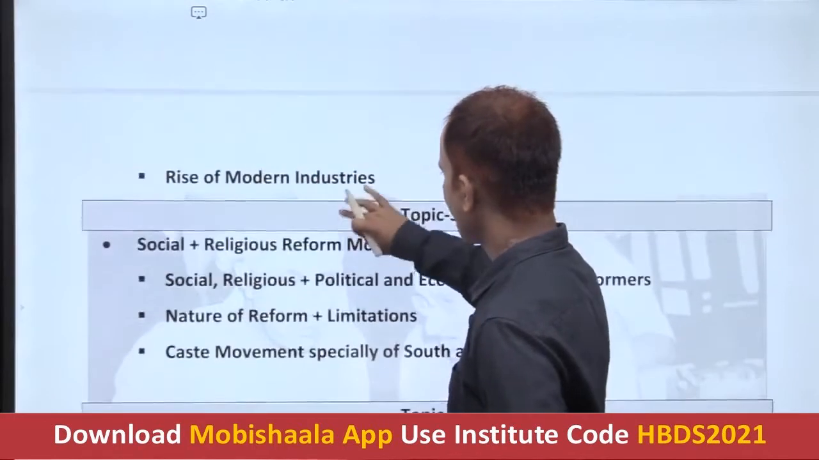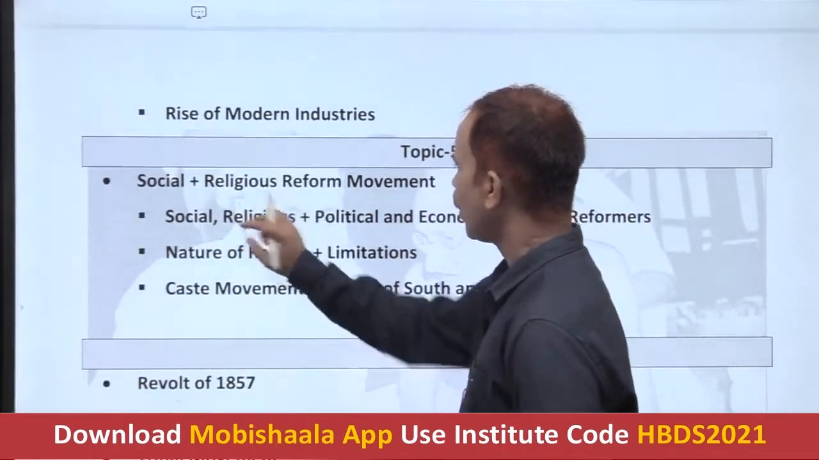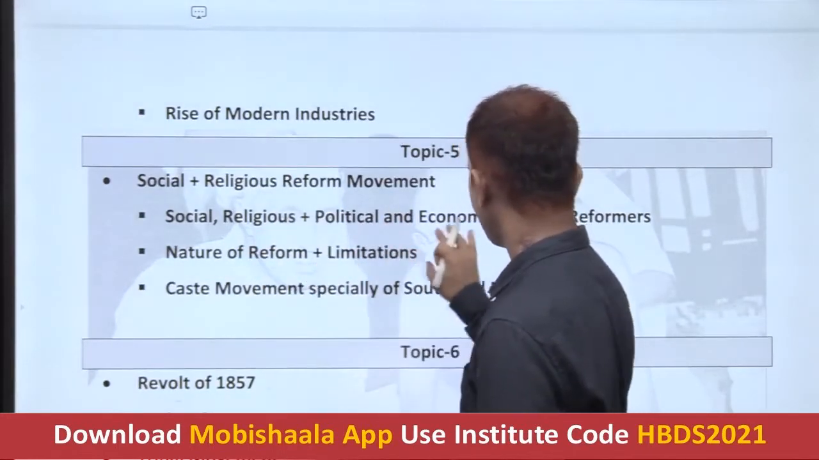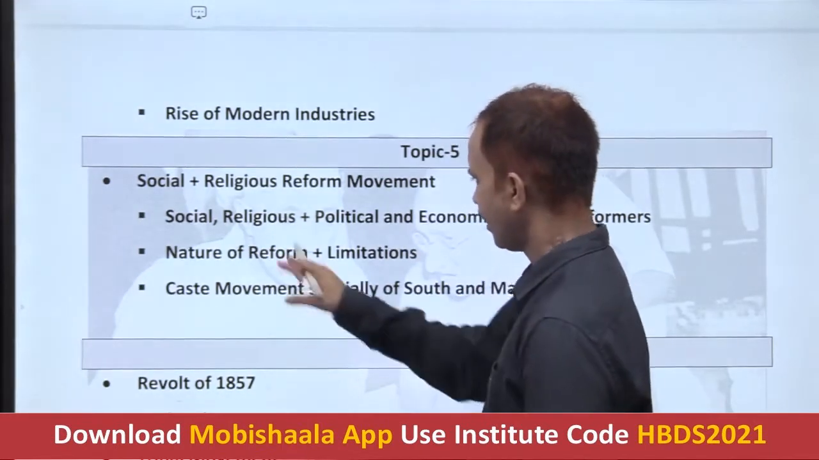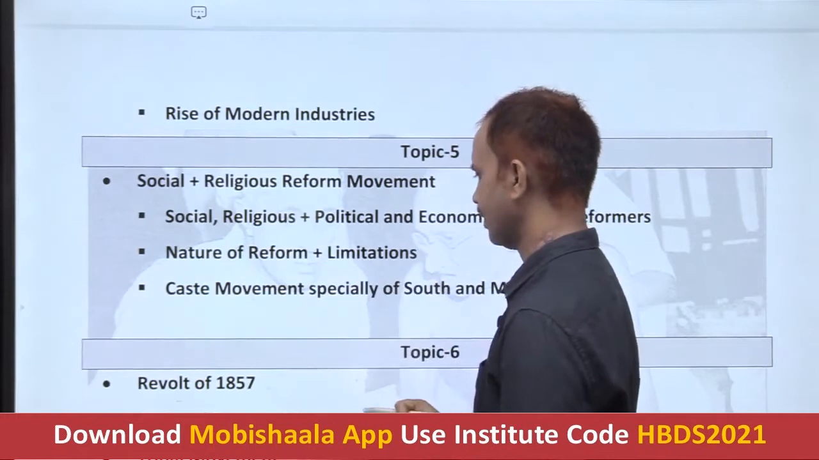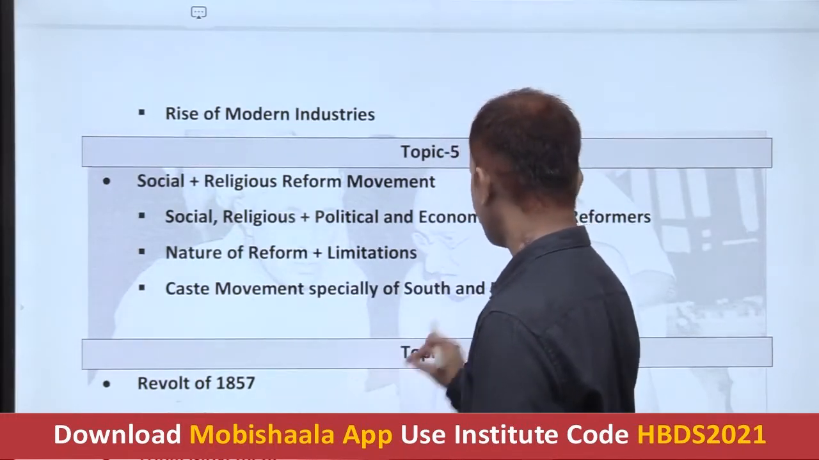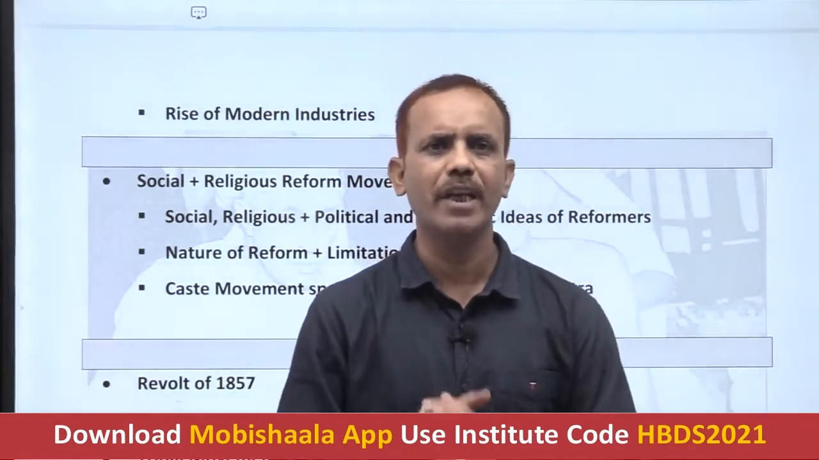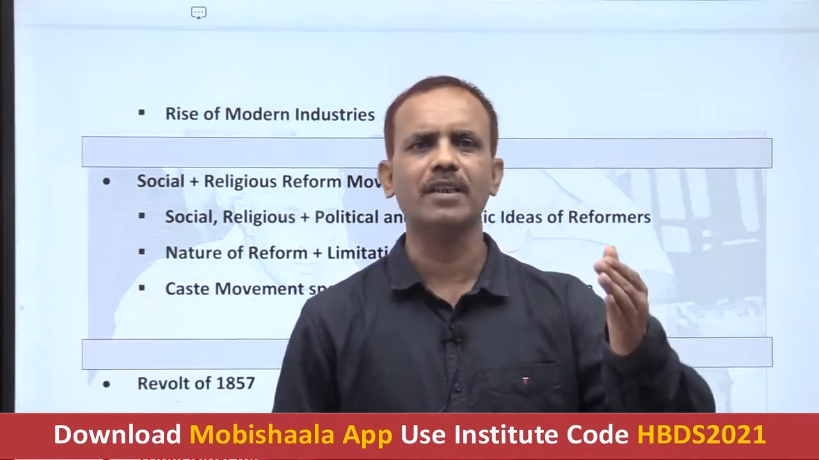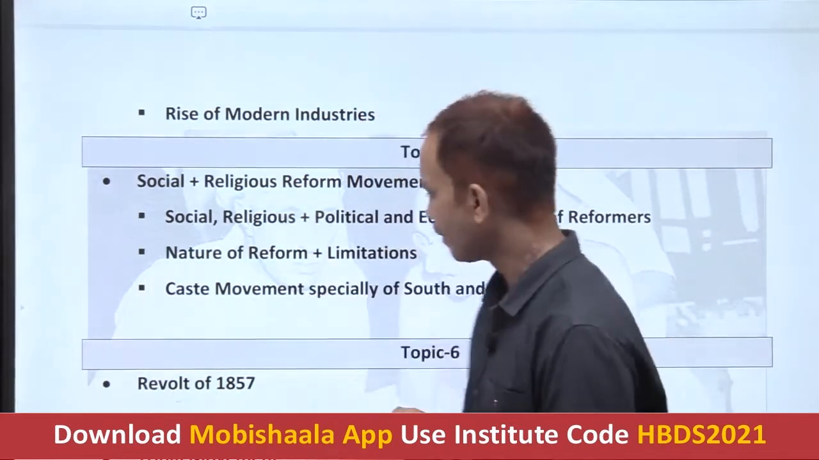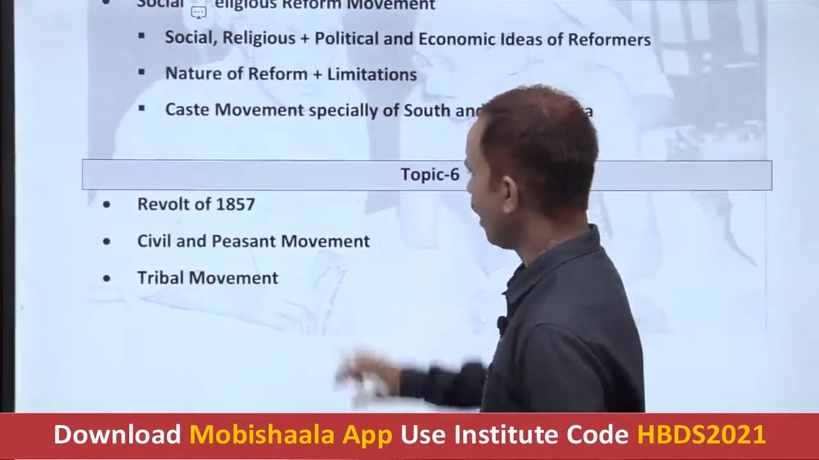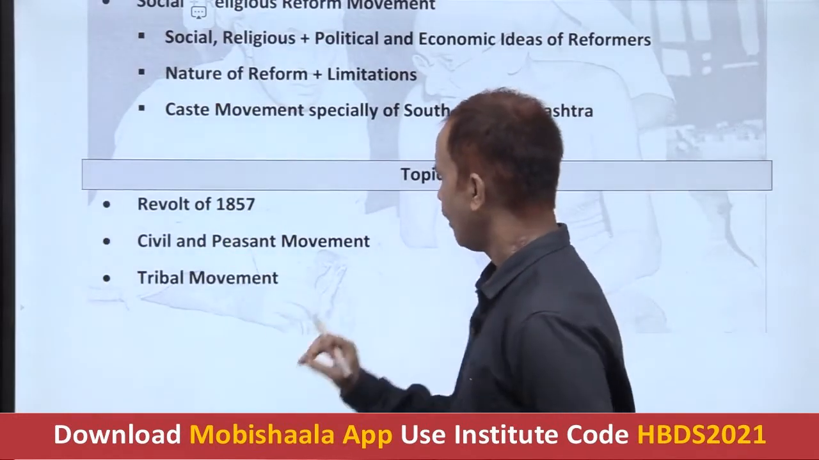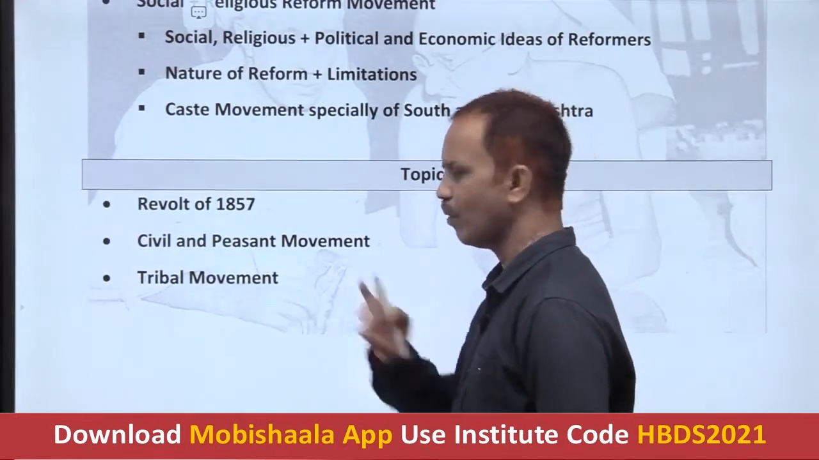Then next topic would be the social religious reform movement, the social religious political economic ideas of reformers, the nature of reform and limitations, and caste movements, especially of South India and Maharashtra. In this topic, we have to learn about the Renaissance of India that was started by Raja Ram Mohan Rai and so on. Then after comes the revolt of 1857, civil and peasant movement and tribal movements.